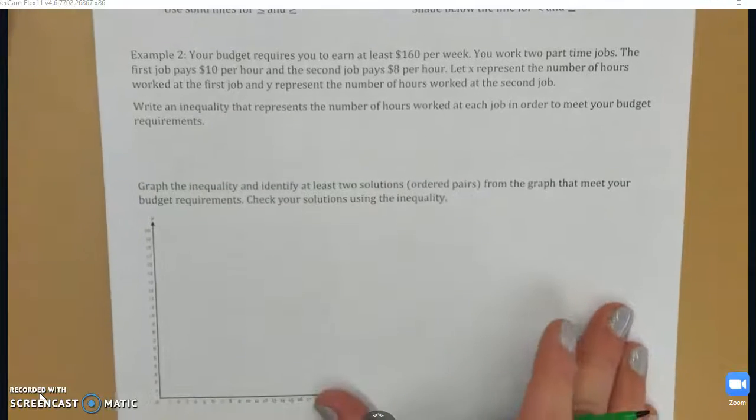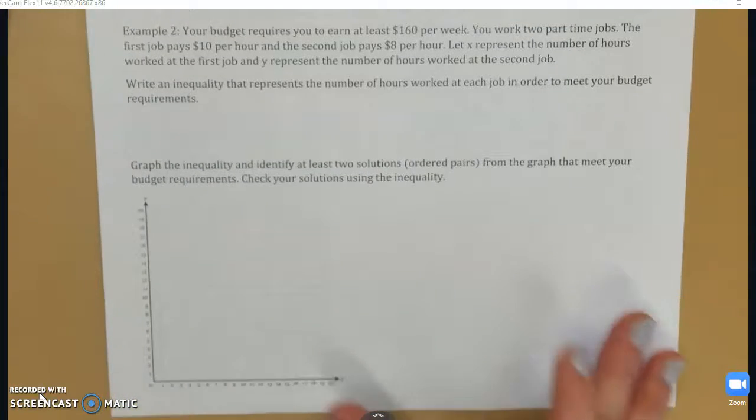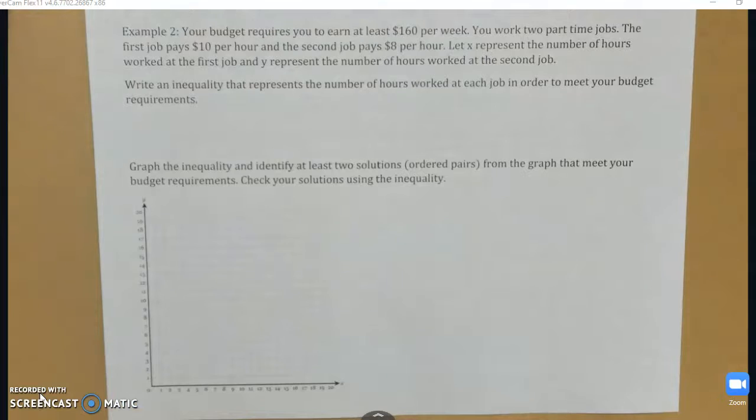Of course, we're going to have a word problem, meaning we need to write the inequality ourselves. Your budget requires you to earn at least $160 per week. You work 2 part-time jobs. The first job pays $10 an hour and the second job pays $8 an hour. Let x represent the number of hours worked at the first job and y represent the number of hours worked at the second job. So it's already defined our variables for us.